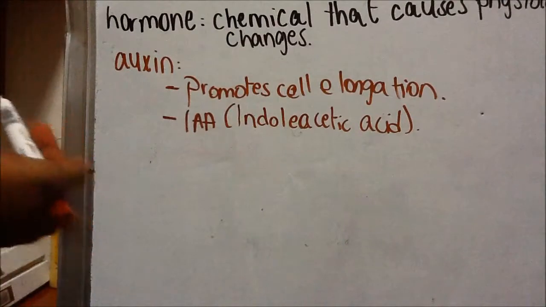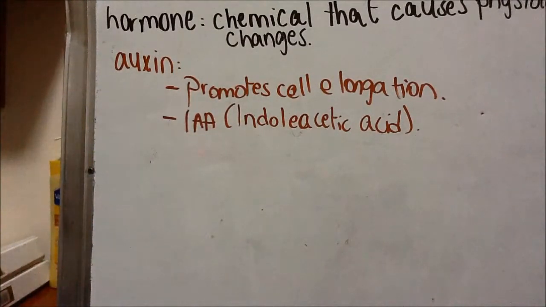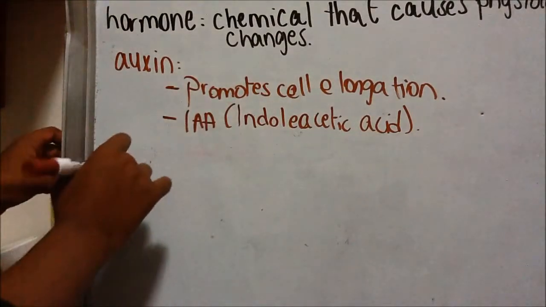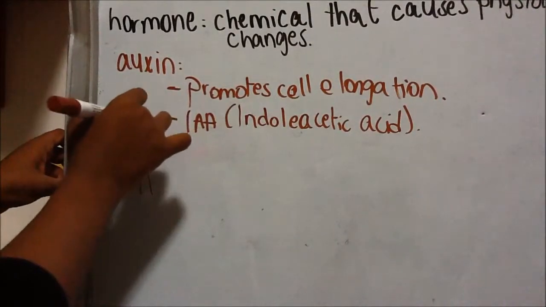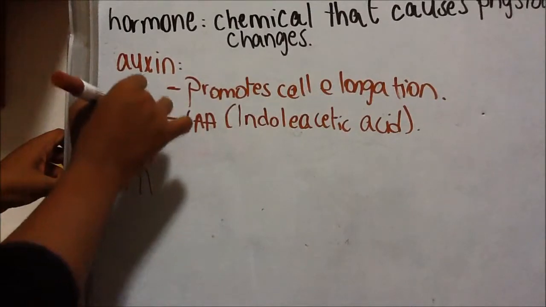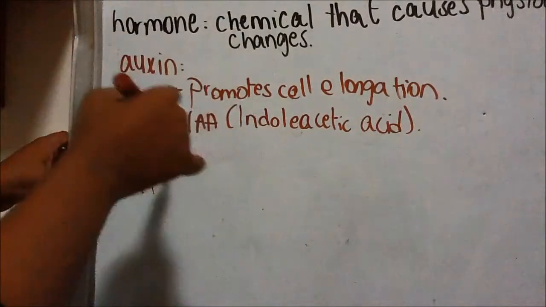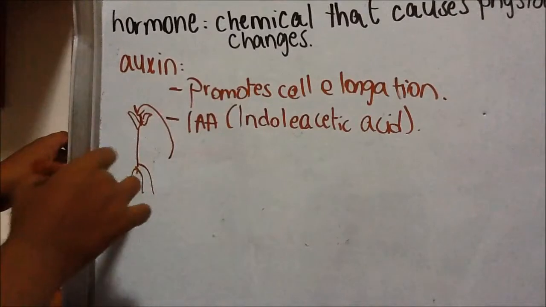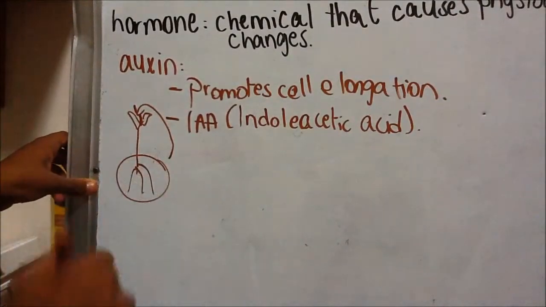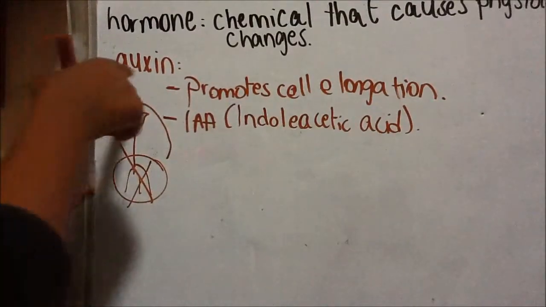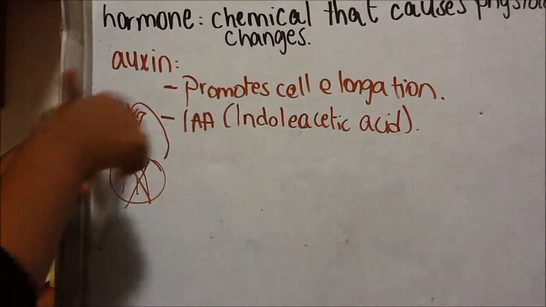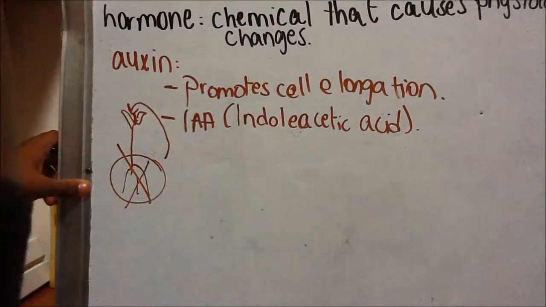So what the IAA does, it's produced in the apical meristem of plant stems. For example, we have a stem right here, and you have the apical meristem right here. Where the IAA is produced, it's produced up here. There is apical meristem in the roots, but we don't want that, because later on we know that auxins are produced in the stem so they can get more sunlight.